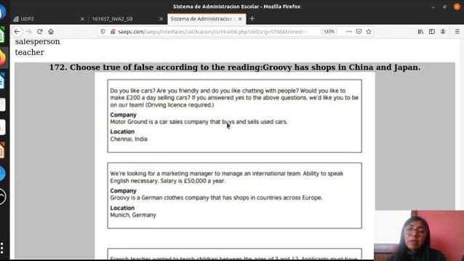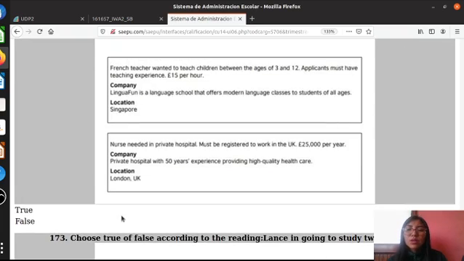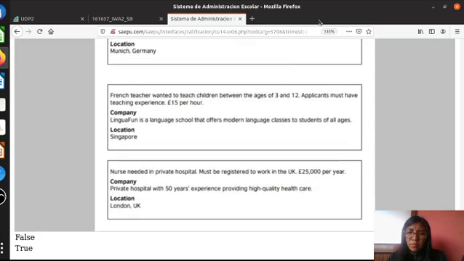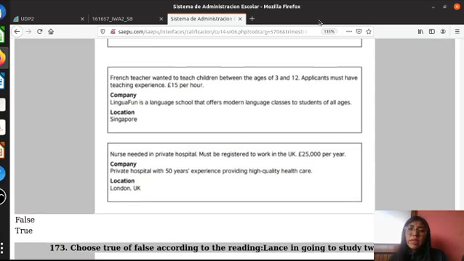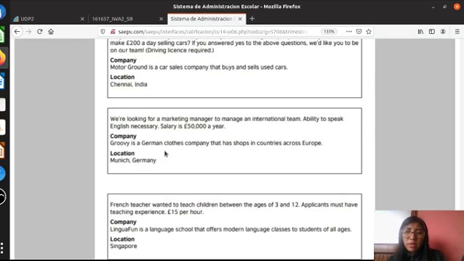Okay, here we have the second kind of question. Choose true or false according to the reading. Groby has shops in China and Japan. Okay, remember that it is a company, Munich and Germany, so that is false, because here you have that the company has shops in Munich and Germany.